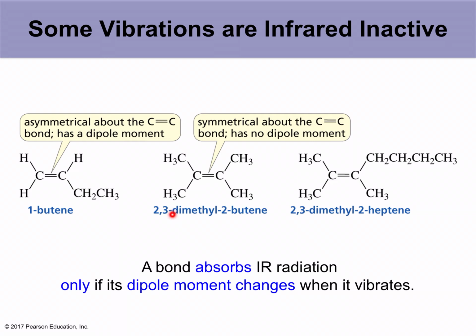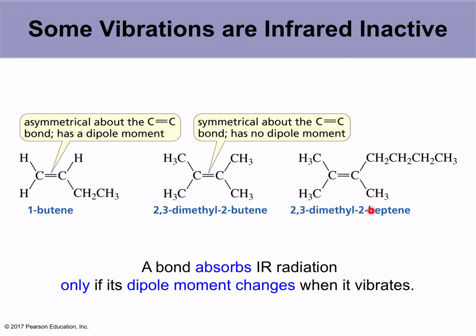Now let's look at this one, 2,3-dimethyl-2-butene. We are looking at the vibration of this double bond. It's symmetrical about the carbon-carbon bond, and due to that, this side and this side have the same bond polarity, molecular polarity. So there is no dipole moment. When the bond is being vibrated, the dipole moment has to change. To do that, we need to have polar bonds, or at least a difference in bond polarities. But here it's a symmetrical alkene, so this would become infrared inactive.